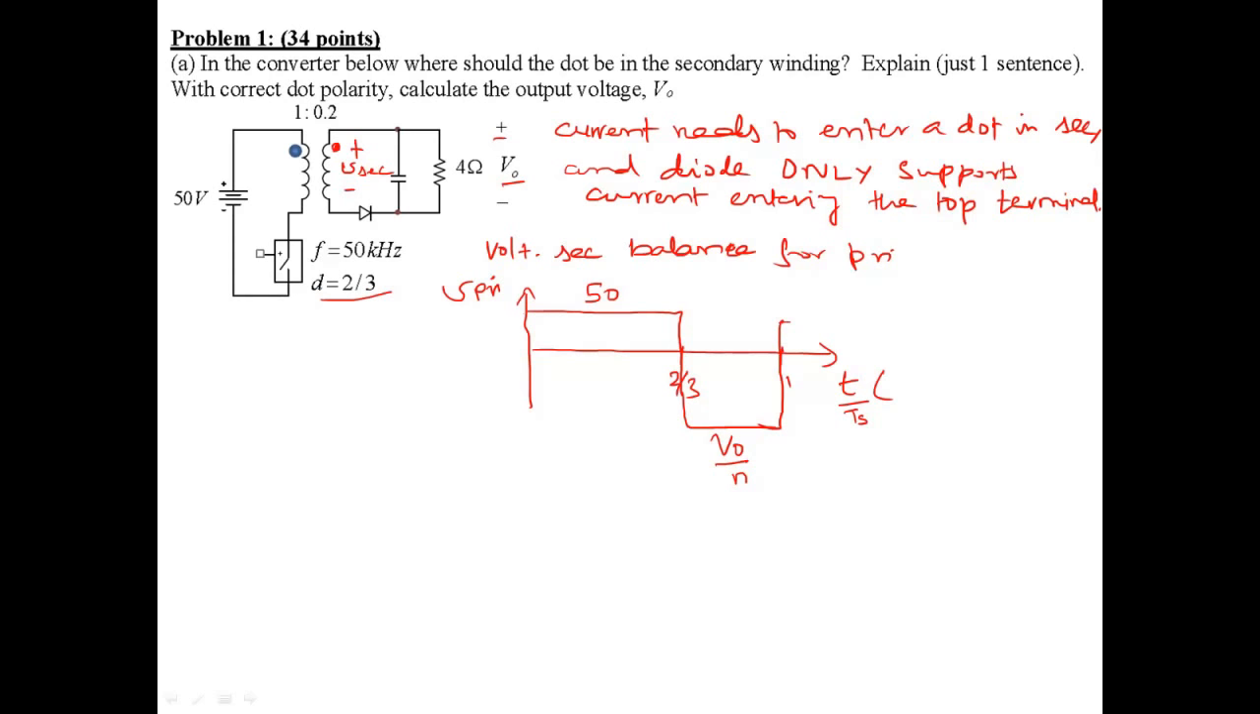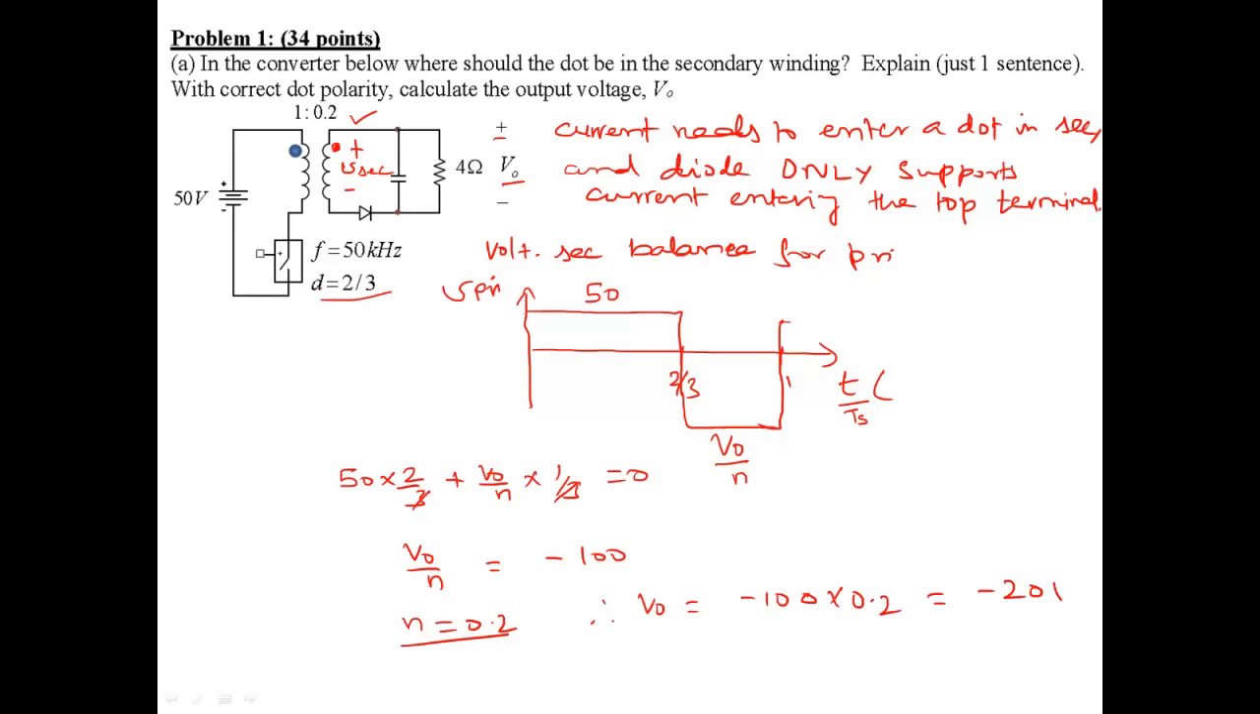Writing the volt-second balance equation, we have 50 times 2/3 plus VO over N times the duration 1/3, and that is equal to 0. The 3's can be cancelled. So VO over N equals negative 2 times 50, which is negative 100. N is 0.2, as it's given here as 1:0.2. Therefore, VO is negative 100 times 0.2, or negative 20 volts.